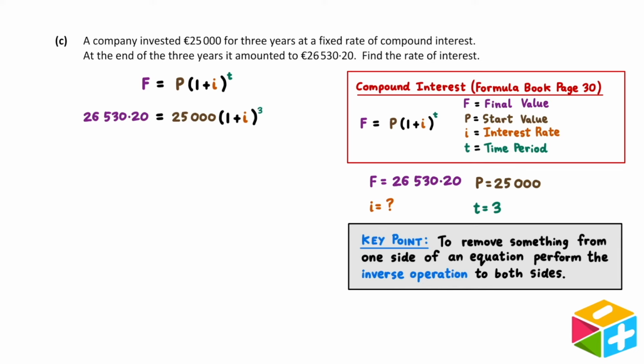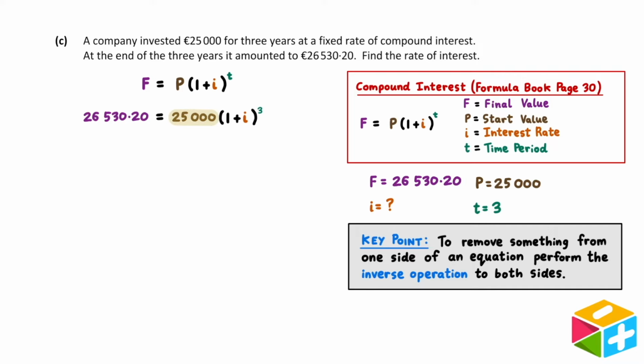The key point to remember is the following. To remove something from one side of an equation, perform the inverse operation to both sides. So one by one, we're going to remove everything from the right-hand side until we're just left with the I.